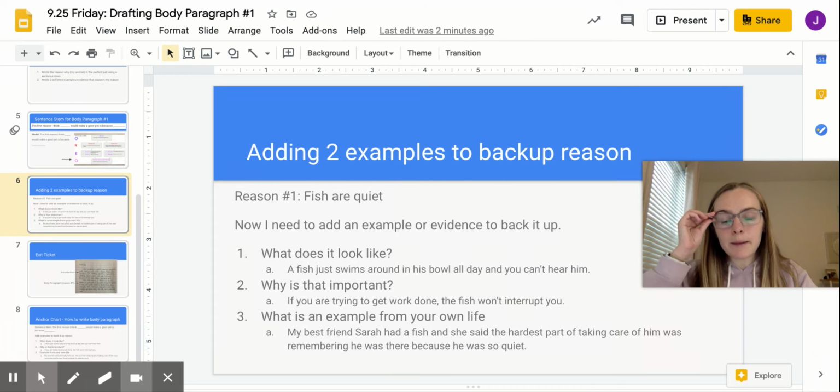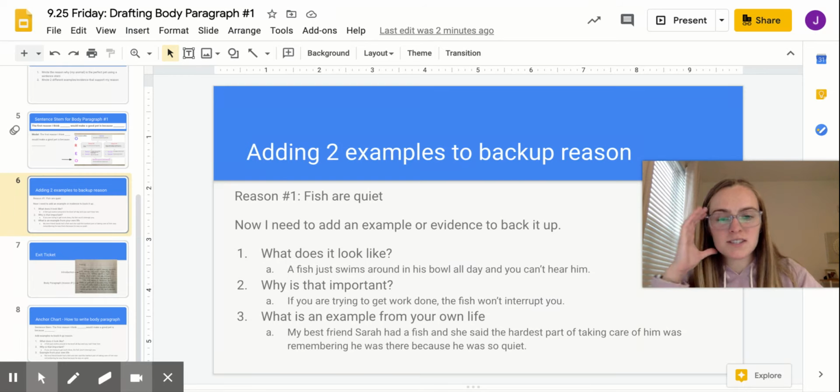Now, let me model it for you, and I'm going to model all 3 questions for my reason. Remember, you only need at least 2. How many do you need, friends? You only need at least 2. Now, what does it look like? What does it look like when fish are quiet?